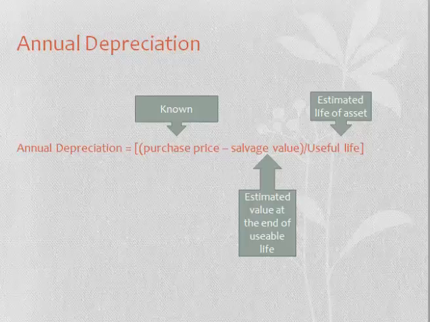So, an example. If you bought a piece of machinery for $10,000, you plan on using that for 5 years, and at the end of 5 years, the value of that would be $5,000. Then you would take the $10,000, subtract the salvage value of $5,000, and divide by 5 years, which would give you an annual depreciation of $1,000 per year.